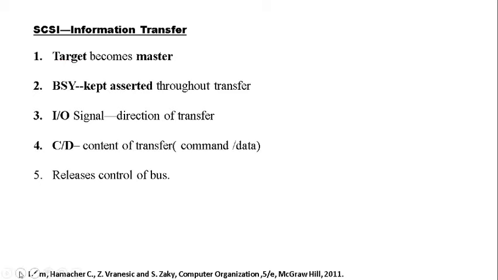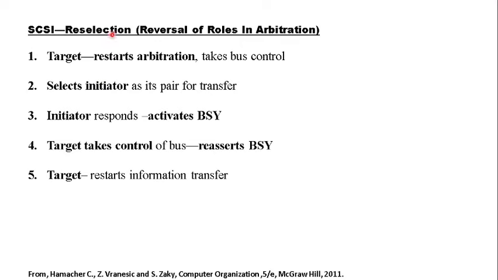Now suppose that the target has done the read or write on the disk and is ready with the result of one burst. Now the target has to regain the SCSI bus to get the information back to the initiator. So this is known as a reselection procedure. The reselection procedure is entirely the reverse of arbitration.